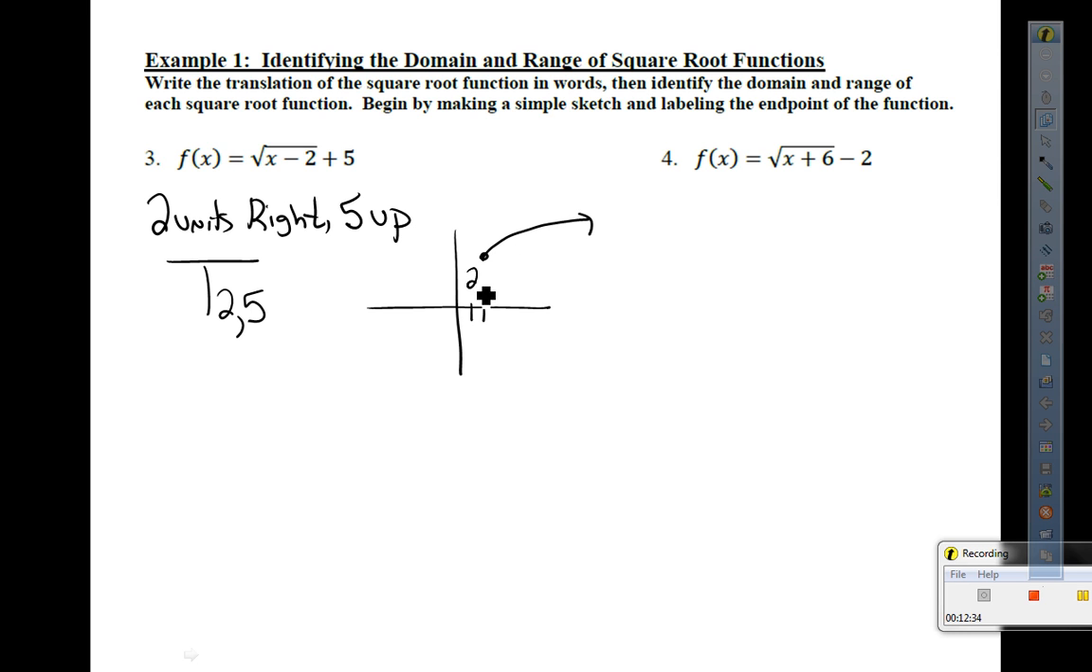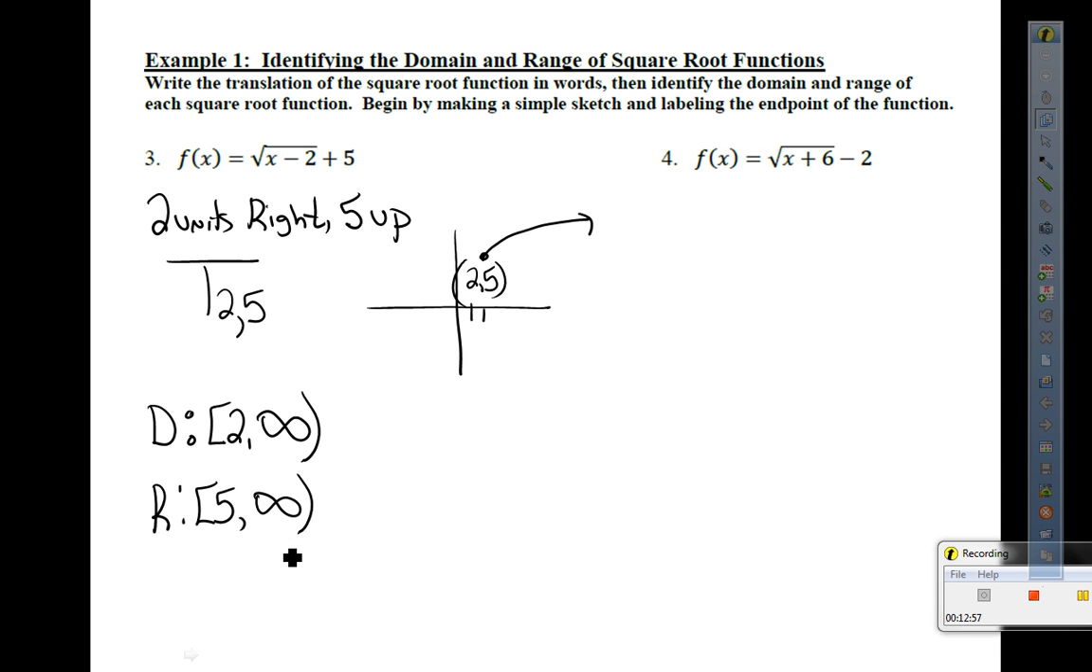So here's my starting point, the (2, 5). What's that make your domain? I'm starting at 2, and I'm going to infinity. My range, it's already up 5 units, so I'm starting at 5, and I'm going to infinity. And then we got it.